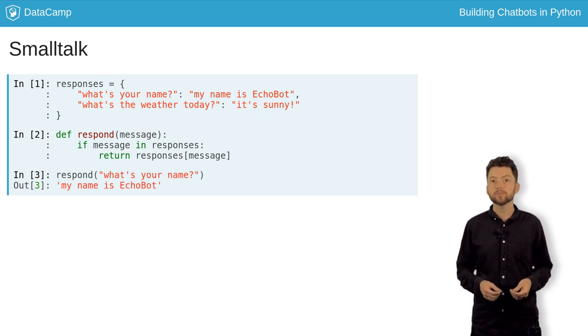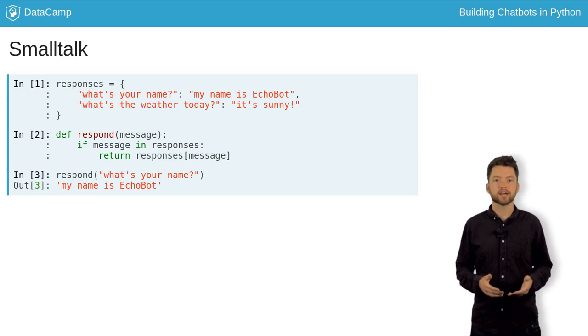Notice that this will only work if the user's message exactly matches a key in the dictionary. In later chapters, you will build much more robust solutions. Notice that if there isn't a matching message, the return keyword will never be reached, so the function will return None.